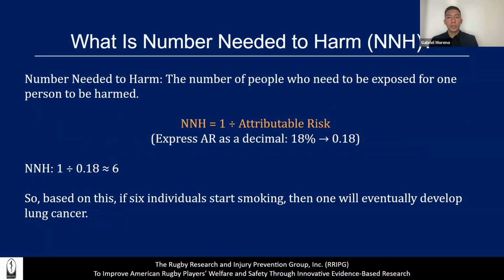Now, what's the number needed to harm? This tells us the number of people who need to be exposed to a certain variable for one person to be harmed, or for one person to develop lung cancer. I mean, sorry, who were exposed to smoking to develop lung cancer. To calculate this, it's pretty easy. You just put one over the attributable risk, and in this case, it's not expressed as a percentage. It's expressed as a decimal. So in our case, it's 1/0.18, which gives us around 6. So based on this, if 6 individuals start smoking, then one will eventually develop lung cancer.